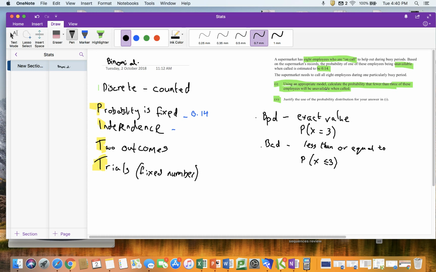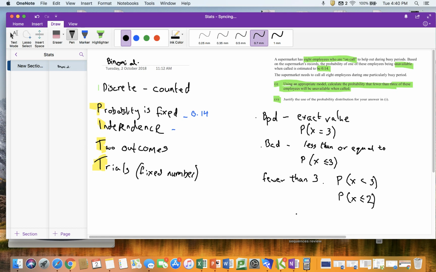In this case, it says calculate the probability that fewer than 3 of these employees will be unavailable when called. So fewer than 3. Well, the first question I always ask myself is, does that include 3? And it does not. Fewer than 3 does not include 3. So actually, I'm working out the probability that X is less than 3, which is going to be the same as the probability that X is less than or equal to 2.